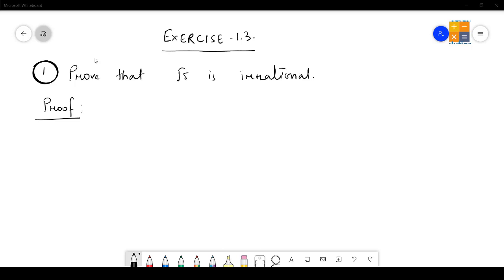Hello everyone. Through this video, we are going to discuss the questions of exercise 1.3. So here goes the first question. Prove that root 5 is irrational.